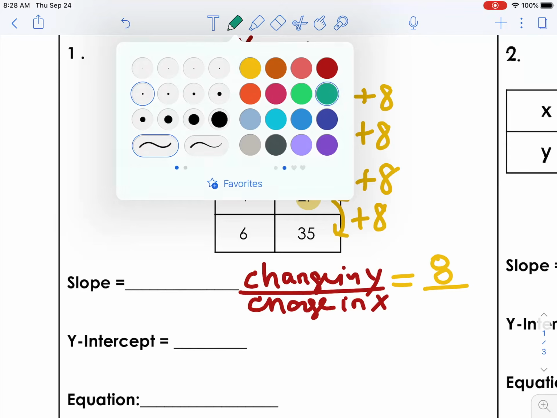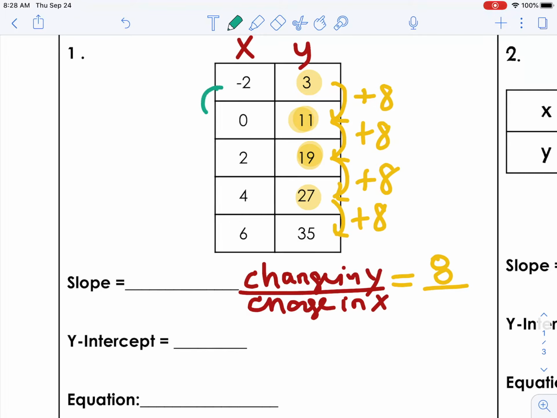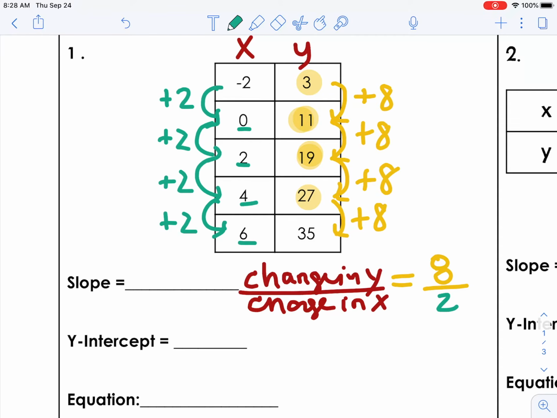Okay, now we want to find the change in x. So from -2 to 0, I have to add 2. From 0 to 2, I have to add 2, and from 2 to 4, I add 2, and from 4 to 6, I add 2. So the change in the x is 2.